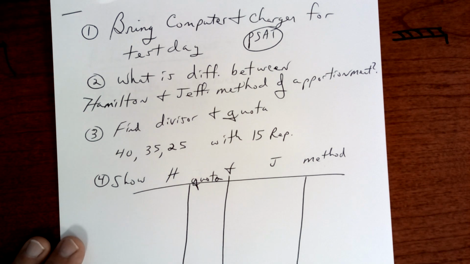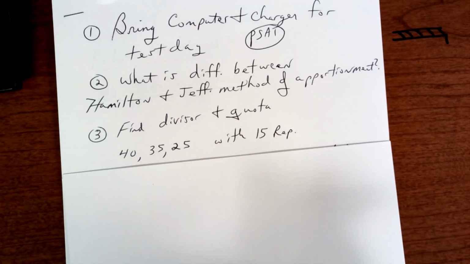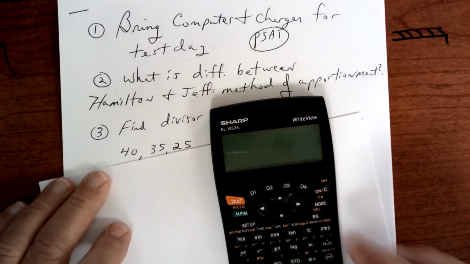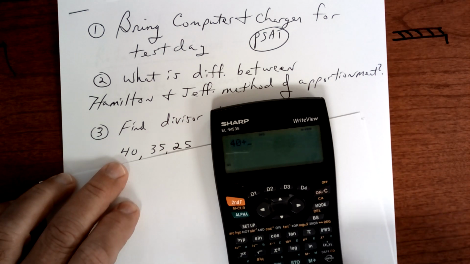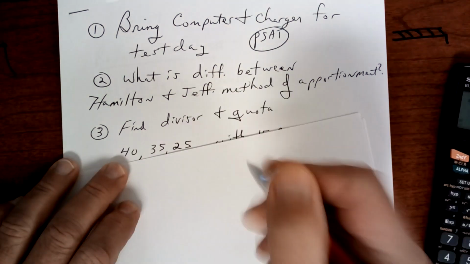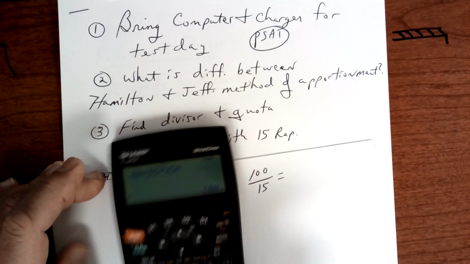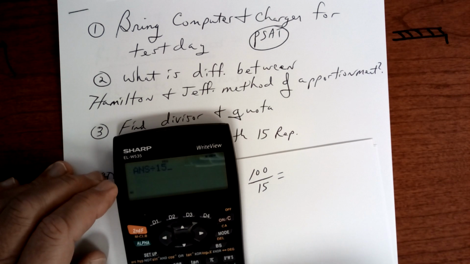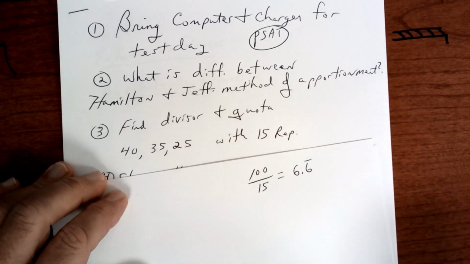Okay, what's the difference between Hamilton and Jefferson? Well, let's think about this. We're going to use this problem and we'll show you. We're going to add up these numbers, so get your calculator out. We're going to clear it. We're going to take 40 plus 35 plus 25, press equals. So the total here is 100. Okay, we're going to divide by 15. And we get 6 2/3. So we get 6.6 repeating. That's your standard divisor.